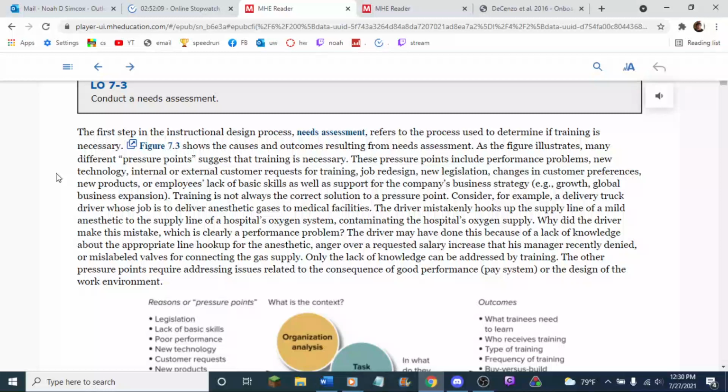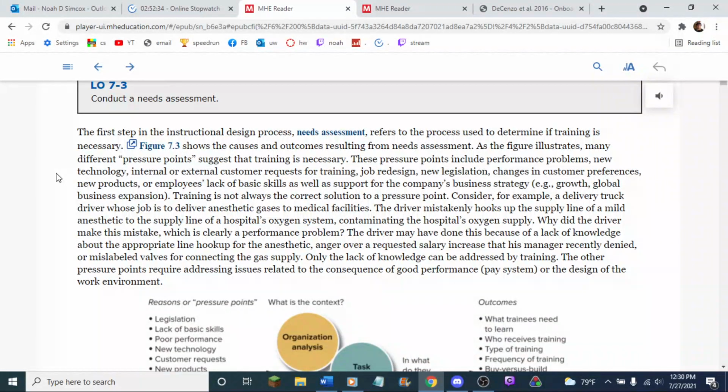Consider, for example, a delivery truck driver whose job is to deliver anesthetic gases to medical facilities. The driver mistakenly hooks up the supply line of a mild anesthetic to the supply line of the hospital's oxygen system, contaminating the hospital's oxygen supply. Why did the driver make this mistake? Which is clearly a performance problem.